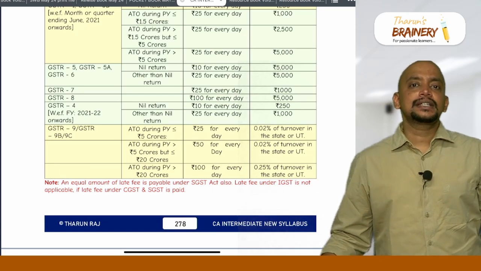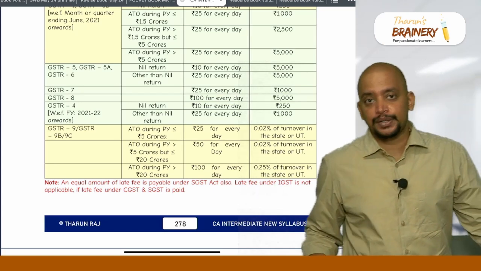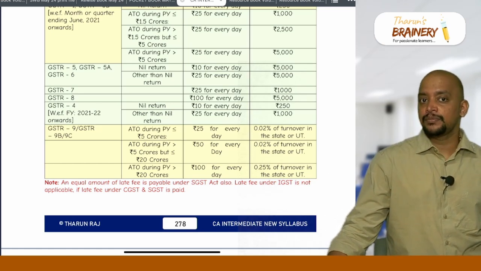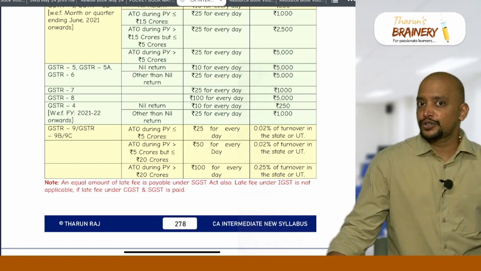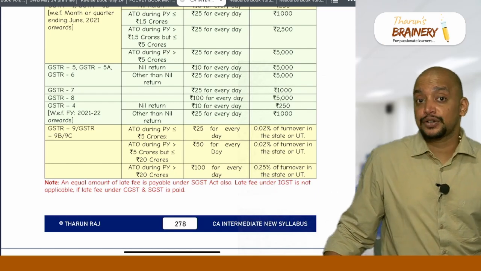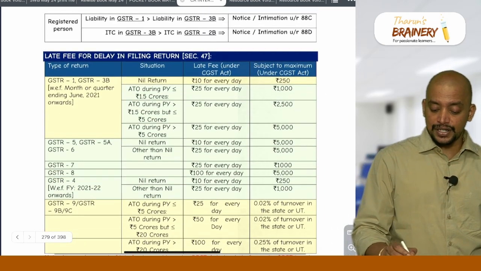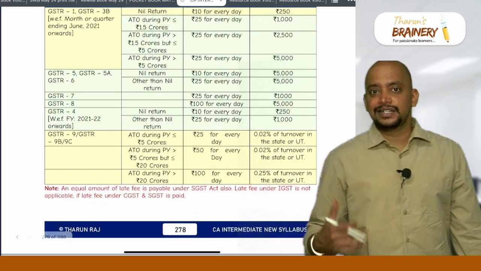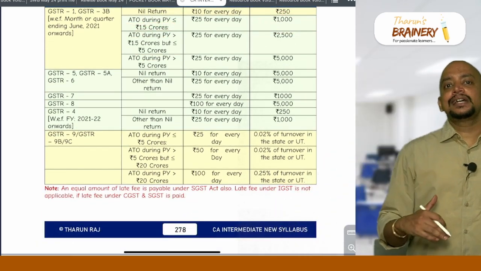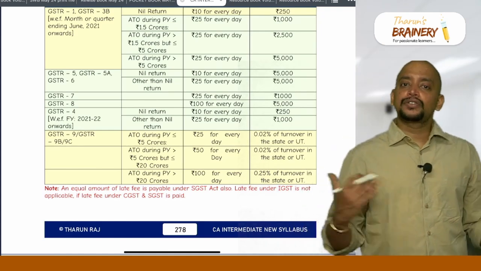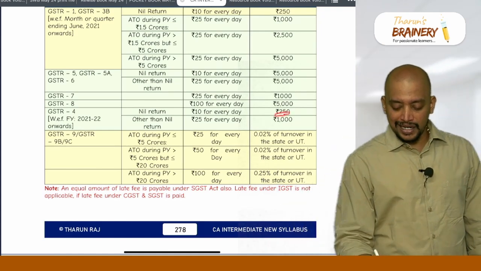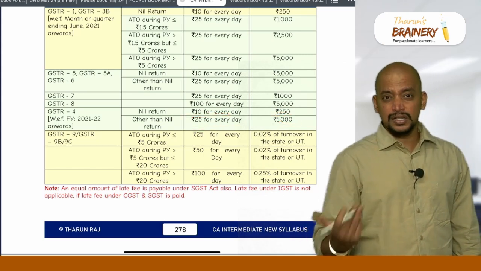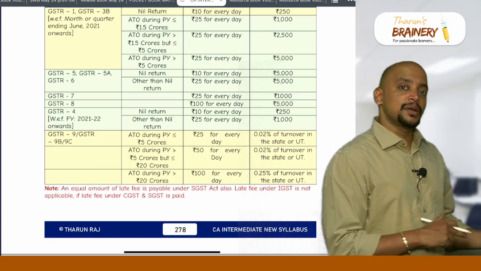GSTR 4. GSTR 4 is the annual return to be filed by a person opting for the composition scheme. So who is required to opt for the composition scheme? Those whose aggregate turnover does not exceed 1.5 crores. If their aggregate turnover does not exceed 1.5 crores, what is the maximum late fee? 1000. So easily you can remember: nil return 10 rupees per day subject to a maximum of 250. Other than nil return, 25 rupees per day subject to a maximum of 1000. Why 1000? Here 250, here 1000. 10 rupees subject to a maximum of 250, 25 rupees per day subject to a maximum of 1000, because their aggregate turnover during the previous year does not exceed 1.5 crores.